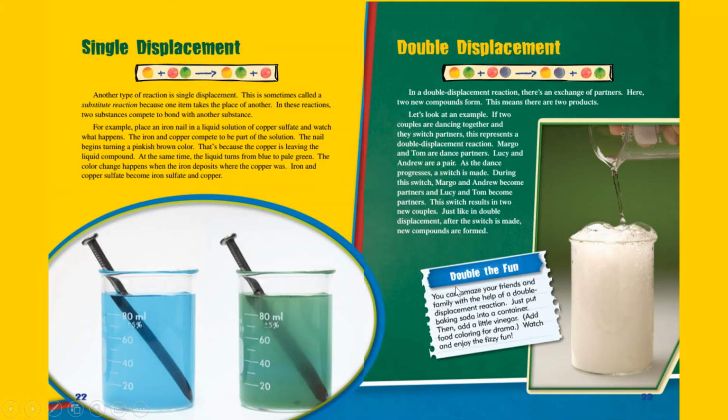Double the fun. You can amaze your friends and family with the help of a double displacement reaction. Just put baking soda into a container. Then add a little vinegar. Add food coloring for drama. Watch and enjoy the fizzy fun.